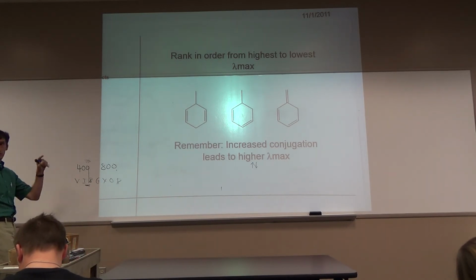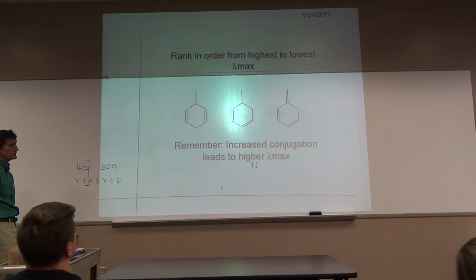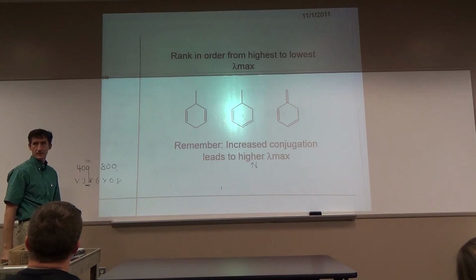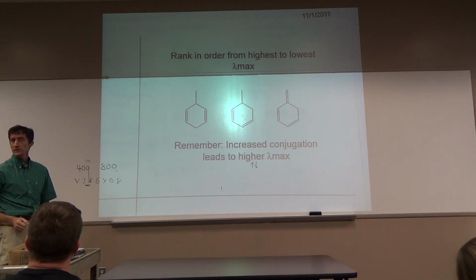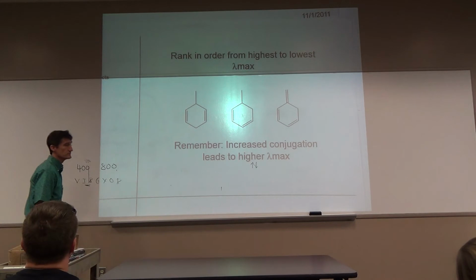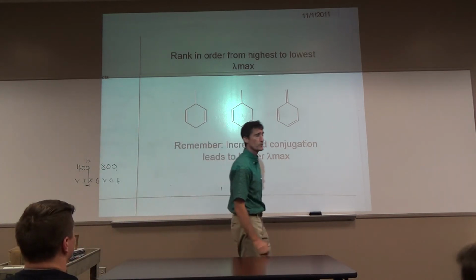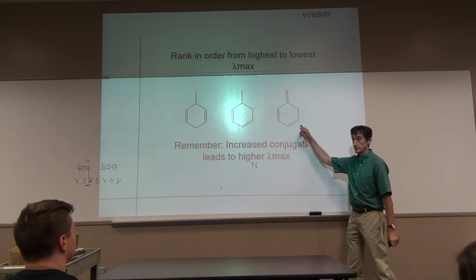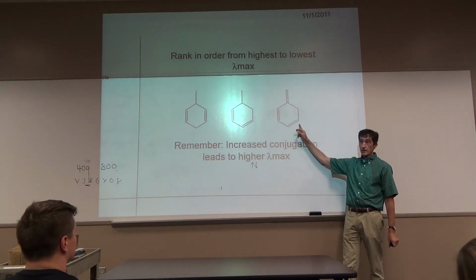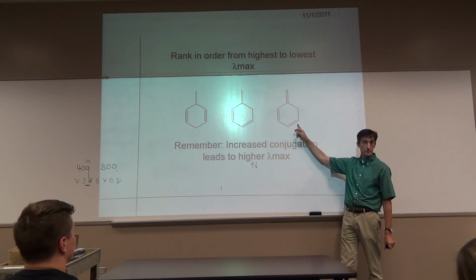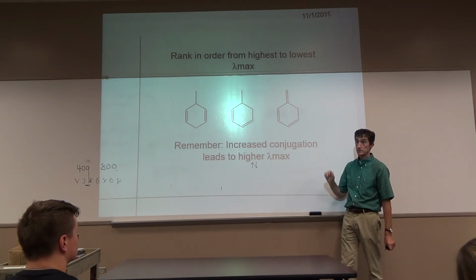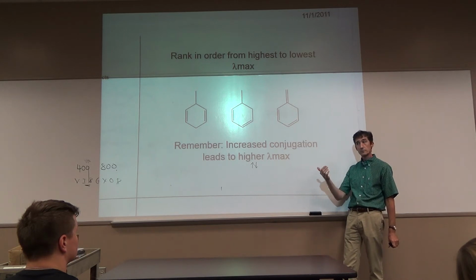Question, if I told you that two of these were colorless and one of them was pale yellow, which one would be pale yellow? Which one would be the pale yellow? The one on the right. All right, because it's more likely to absorb into the visible. If I'm telling you two are colorless, that means two do not absorb in the visible at all. To be pale yellow, it has to absorb into the visible.